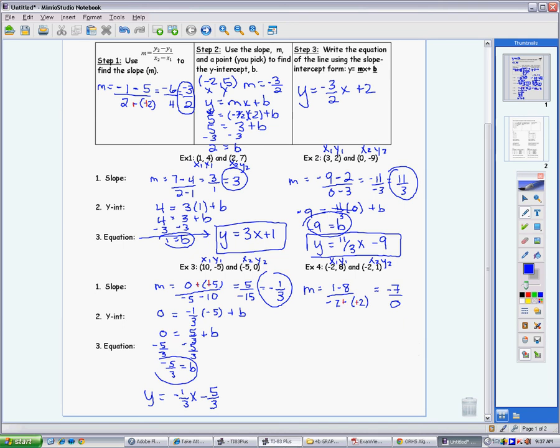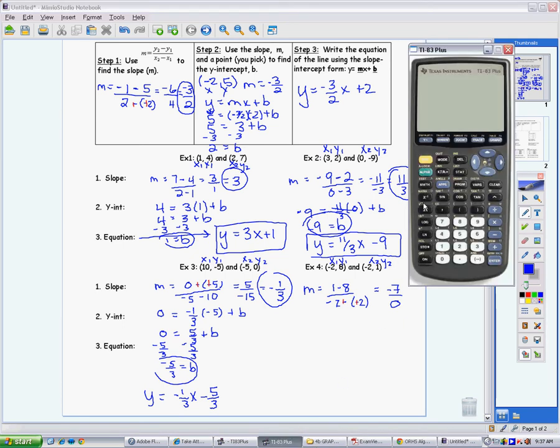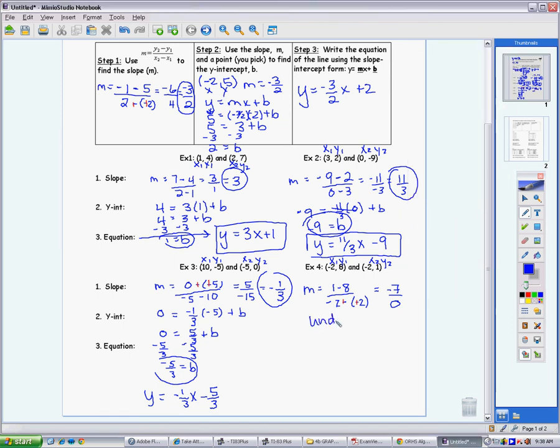Alright, so let me get the calculator out because I want to show you what happens when we plug in negative 7 divided by 0. Because this comes back an error. You can't divide by 0. So if I can't divide by 0, that type of slope that we had was undefined. Okay, and if you'll remember from Slope Dude, the undefined slope was when he fell off the cliff and it became a vertical line.